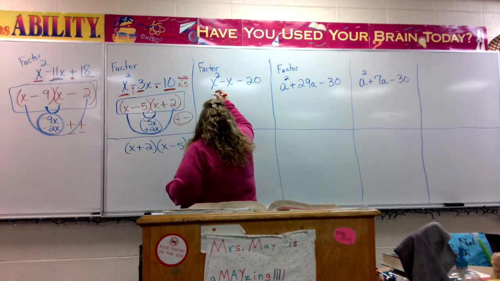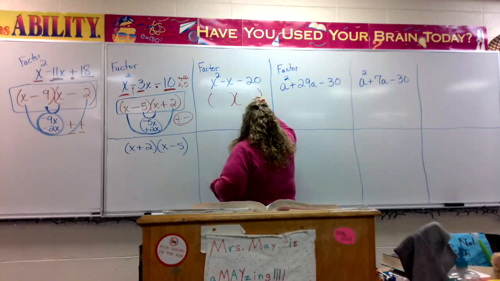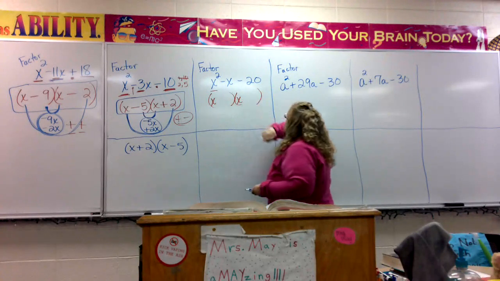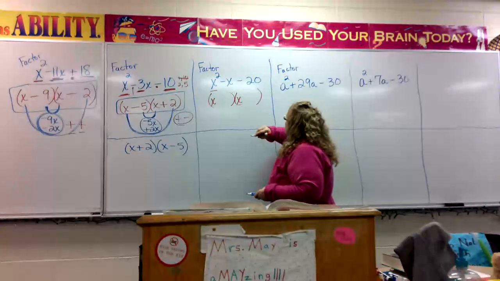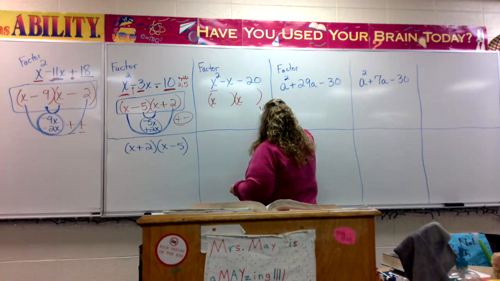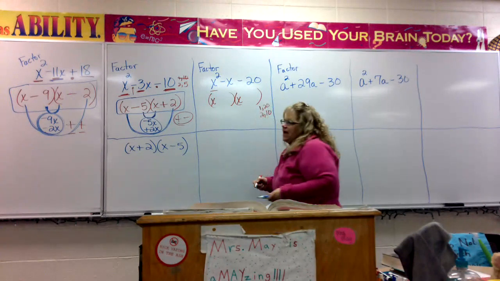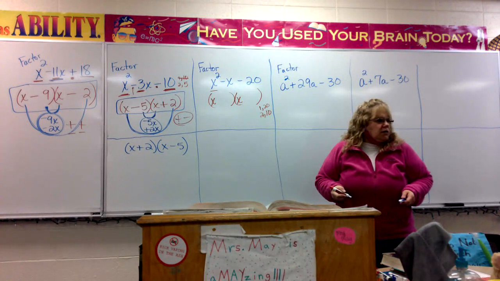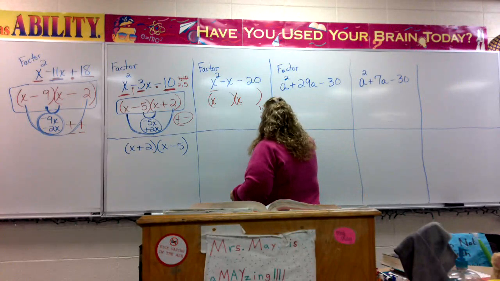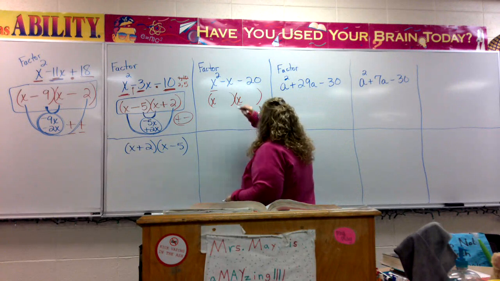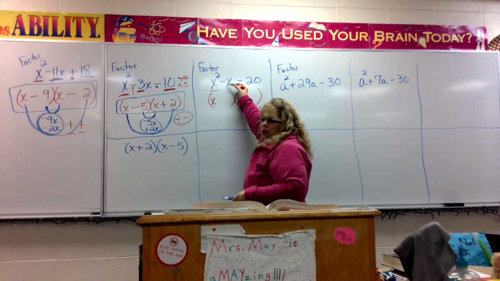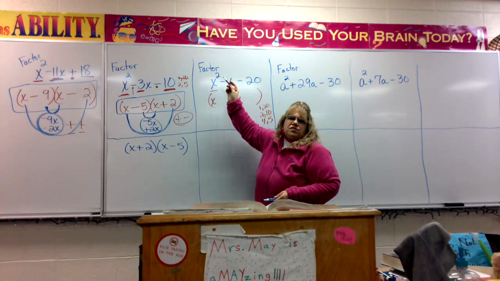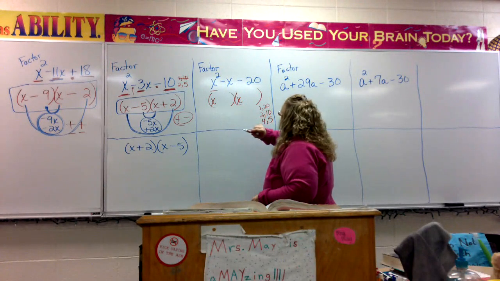So here we go on this one. What times what is x squared? Has to be x and x. 20. Could be 1 and 20. Could be 2 and 10. Anything else? 5 and 4? 4 times 5 is 20. I think that's it. Uh-oh. There's no number here. There's no number there. Now what? What do you assume is there? 1. You assume it's a 1.